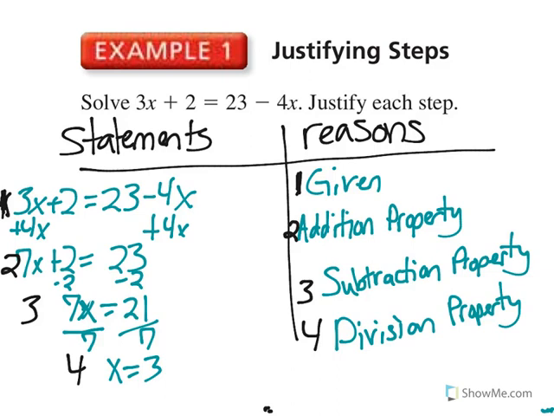And so I solved for x, so this would be my final. But this whole thing is my answer. It's not just that my answer is x is equal to 3. I was asked to justify. So on this right side, my reasons is my justification.